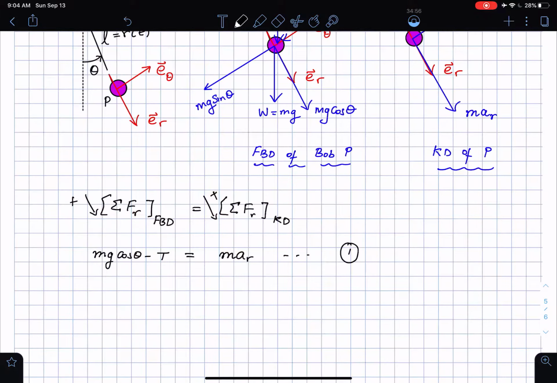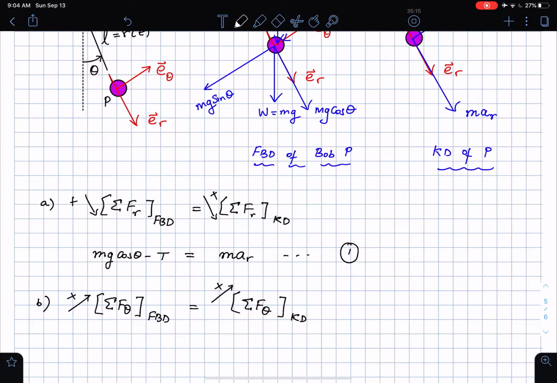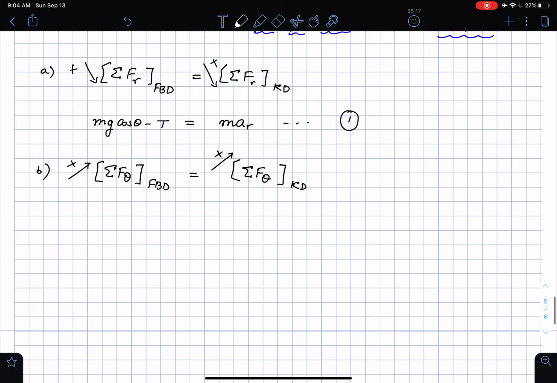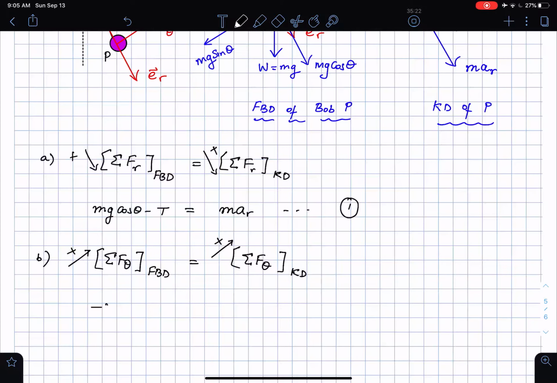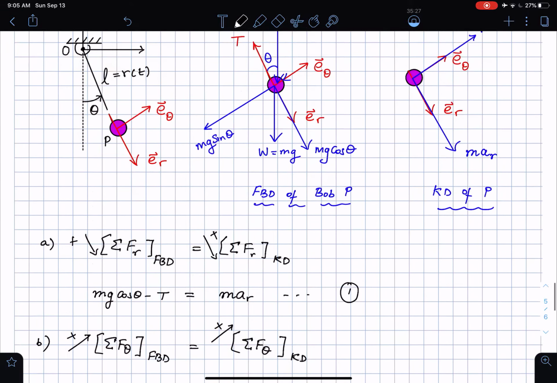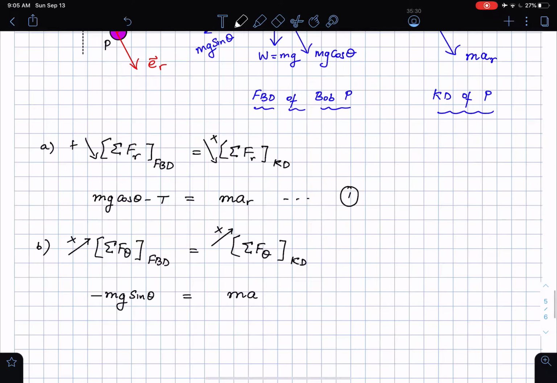And then likewise I'm going to say, the sum of all the forces in the transverse direction on the free body diagram is equal to the sum of all the forces in the transverse direction on the kinetic diagram. And I'm going to say this is the positive transverse direction, as you would have seen. Which essentially tells me the following. What are the forces? I'm going to have minus mg sine theta, and this is going to be m times a theta. That is equation 2.